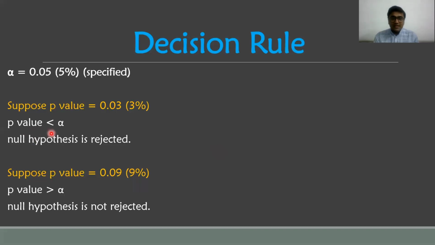If p-value is less than alpha, reject the null hypothesis. If p-value is greater than alpha, we fail to reject the null hypothesis.